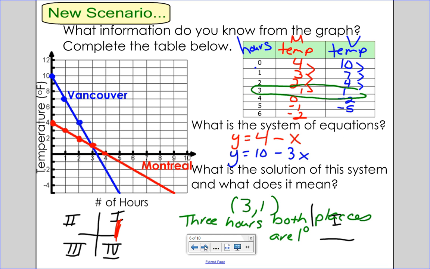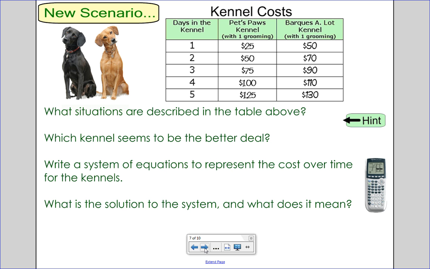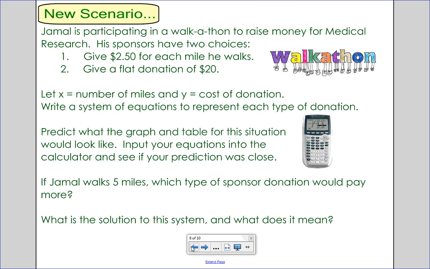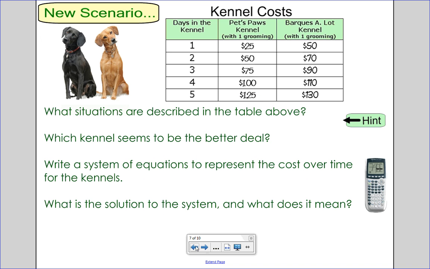All right, let's see what other thing they want to talk about. Okay, look at this situation. I think this might be the last one. Yeah, we're not doing that one. Okay, so let me double check. This is the last one we're going to talk about, and then we're going to practice.